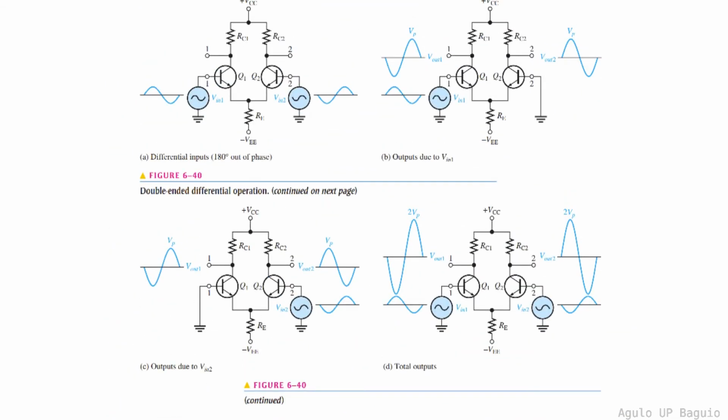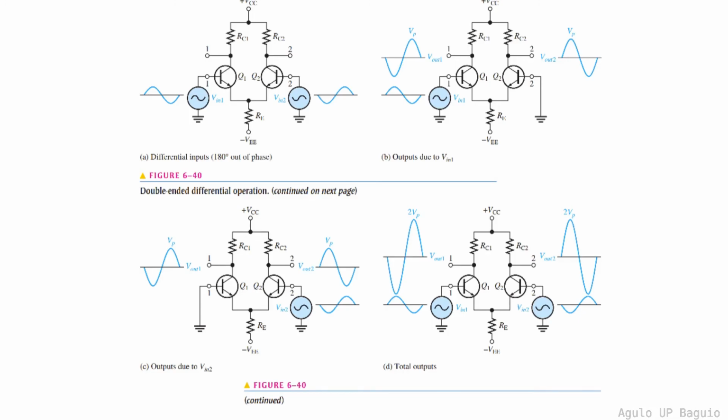Here is where it gets really interesting. Let's consider two inputs, both AC signals at inputs 1 and 2, and each is 180 degrees out of phase with respect to each other. To figure out how this works, we first consider the case where we have input 1 and ground input 2, and take a look at the output. We then consider the second case when we have input 2 and input 1 is grounded, and take a look at the outputs. We then superimpose each result to get the final result.